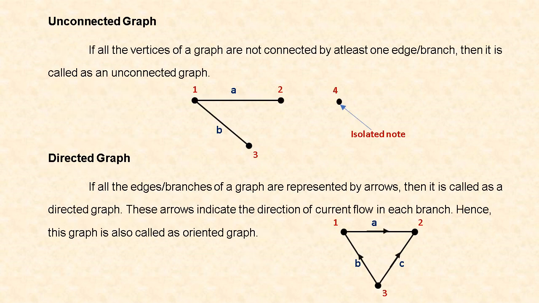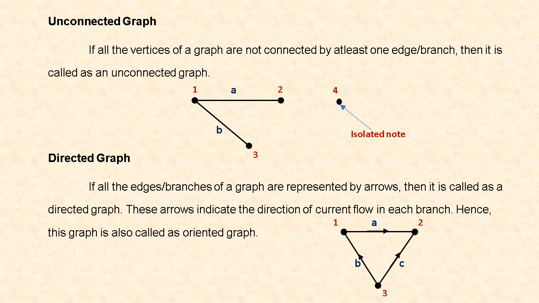Next, unconnected graph. If all the vertices of a graph are not connected by at least one edge or branch, then it is called an unconnected graph. If you see the figure, vertices 1, 2 and 3 are connected, but vertex 4 is not connected. It is an isolated node or vertex. Hence, this is an unconnected graph.